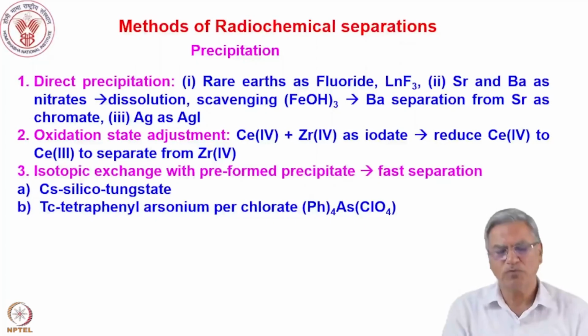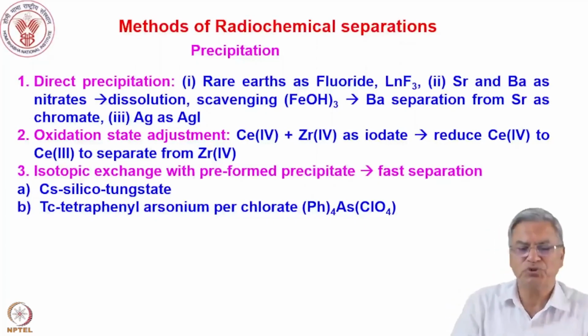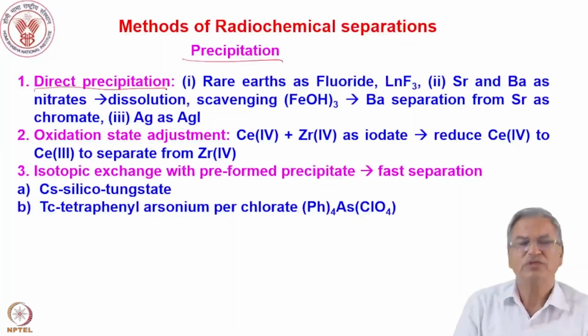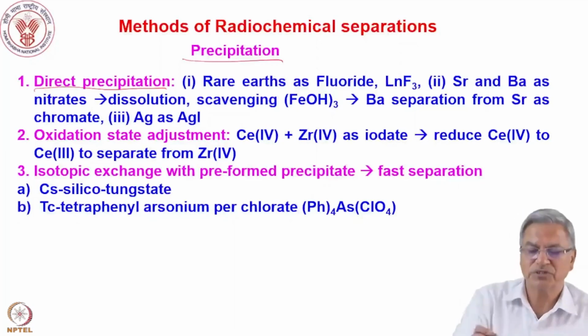So let us discuss some of the radiochemical separation procedures. For example, you do precipitation. Precipitation also can be done in different ways. One is the direct precipitation. You can take just an example. I was discussing rare earths.